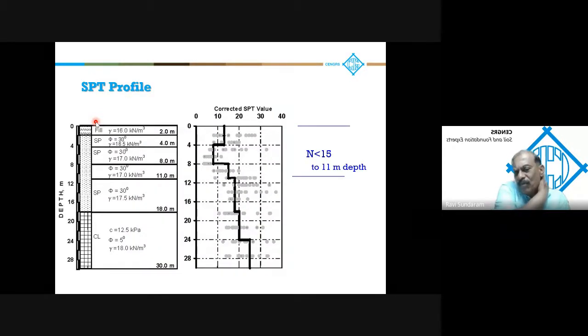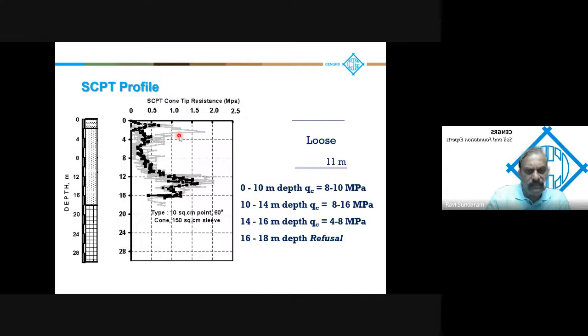This is the SPT profile. This showed that N value was less than 15 to about 11 meter depth. The CPT profile also showed loose conditions to about 11 meter depth. So that was the design profile here.